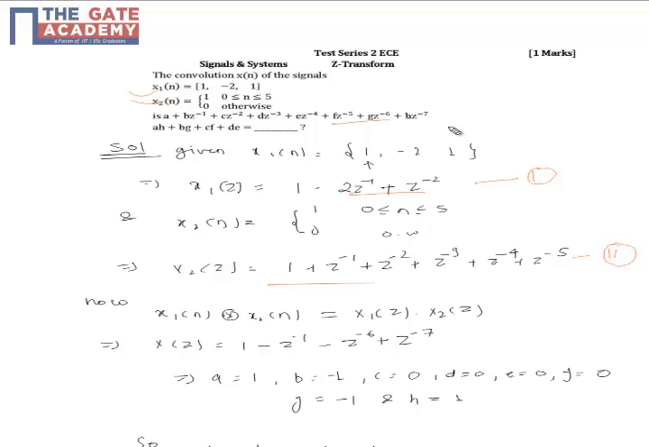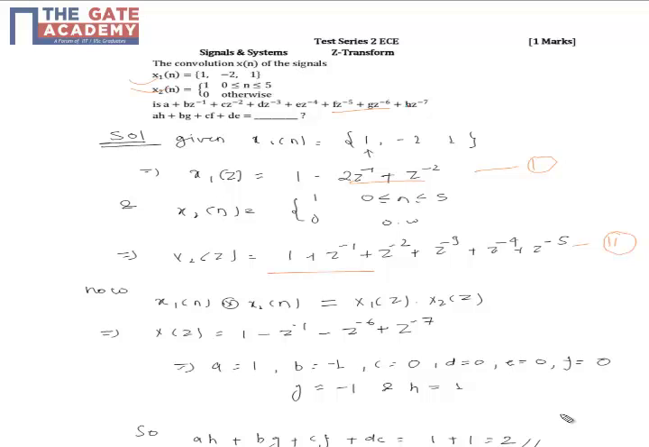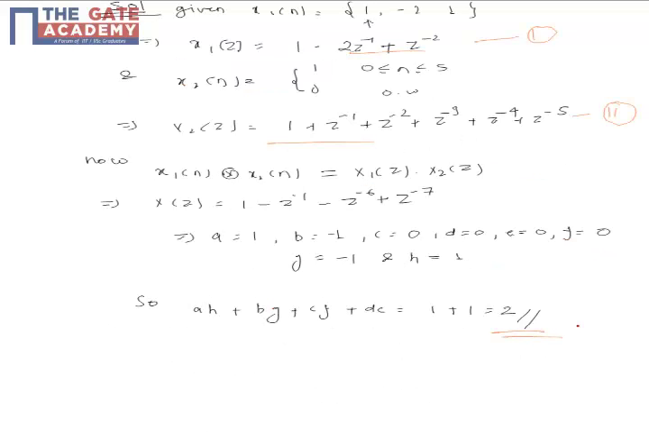Now comparing our output X(z) with that given in the question, we will get a equal to 1, b equal to minus 1, c equal to 0, d equal to 0, e equal to 0, f equal to 0, and g equal to minus 1 and h equal to 1. Now put the values of a, b, c, d and so on in ah plus bg plus cf plus d. We will get 1 plus 1 equal to 2, which is our answer.